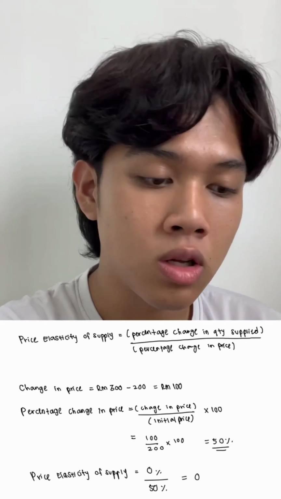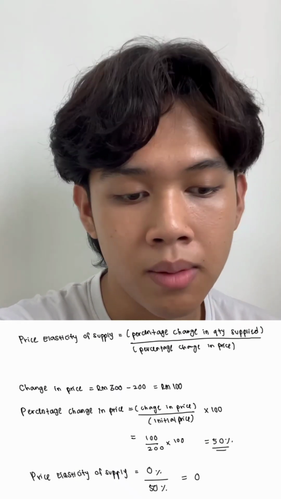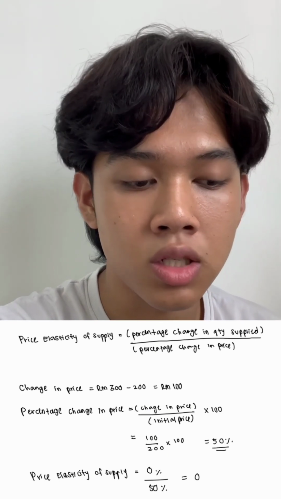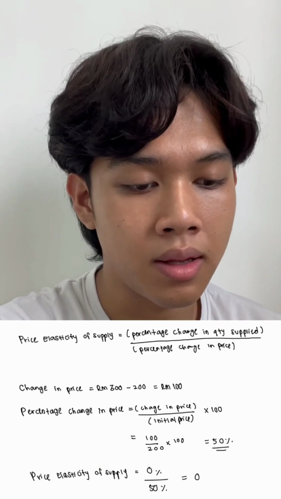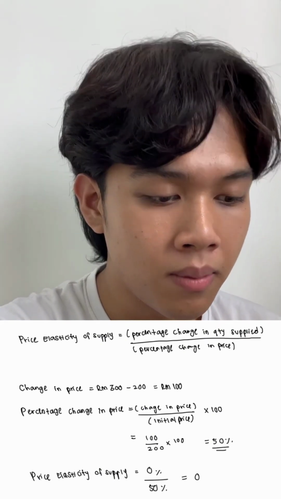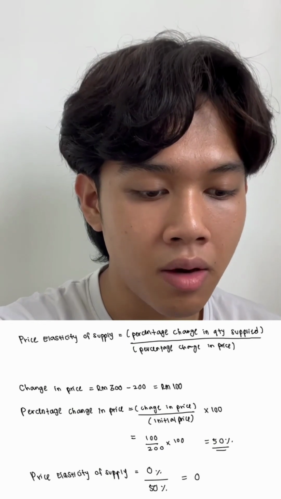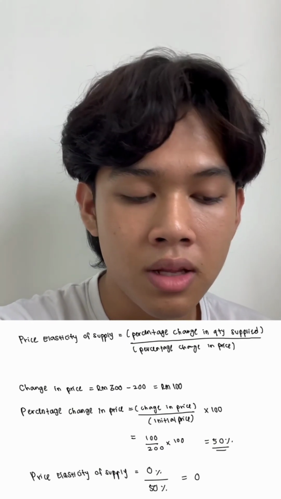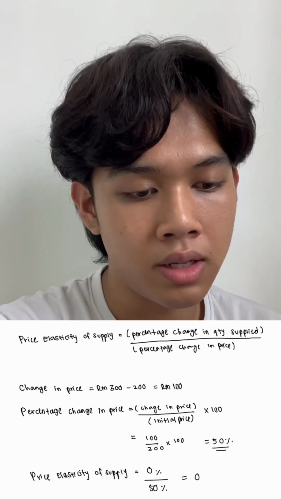Since the quantity supplied does not change, the percentage change in price is calculated as follows. Change in price equals 300 minus 200, which equals 100. And percentage change in price equals change in price divided by initial price, multiplied by 100. So you will get 50%. Therefore, for price elasticity of supply, 0% divided by 50% equals 0.